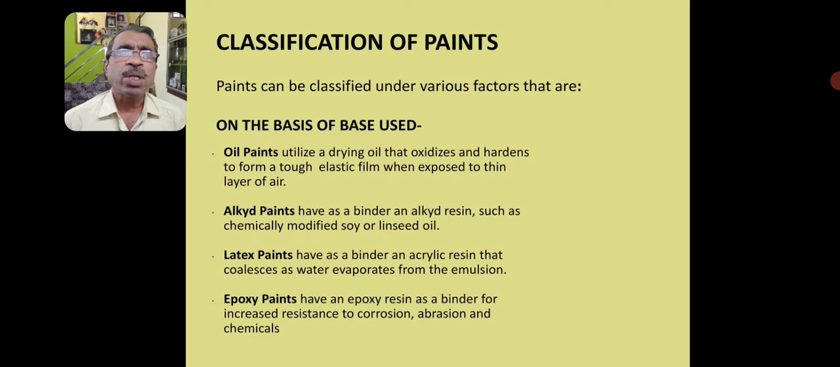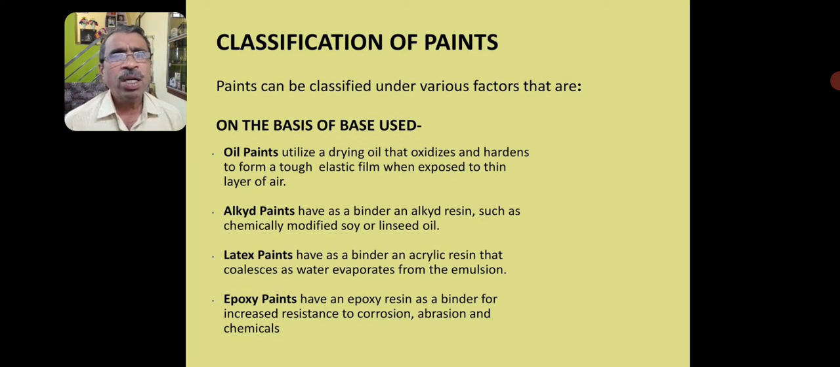This slide shows the classification of paints. Paints can be classified under various factors, for example on the basis of the base used. Depending upon the base, paints are classified as oil paints, alkyd paints, latex paints, and epoxy paints. Oil paints utilize a drying oil that oxidizes and hardens to form a tough elastic film when exposed to a thin layer of air.